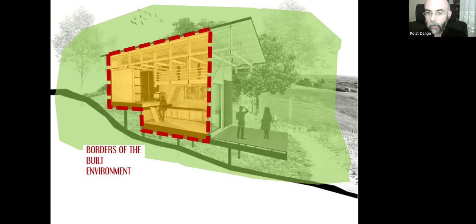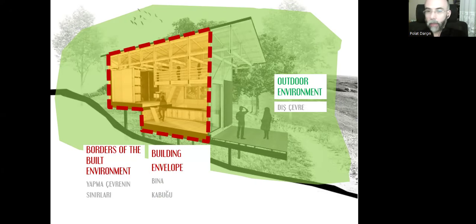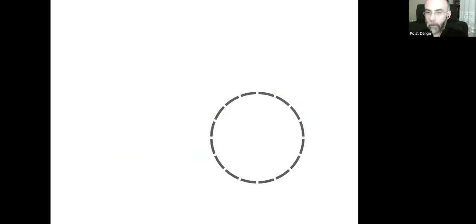So we can define this part as the borders of the built environment, and obviously that's the envelope of the building. In Turkish, we call this bina kabuğu, yapı kabuğu. And there's this outdoor environment, dış çevre, and indoor environment, iç çevre. And these two environments are constantly interacting, they are affecting each other.